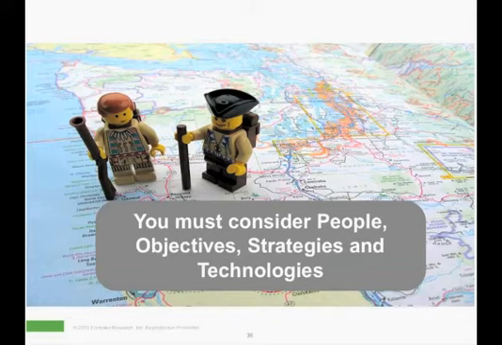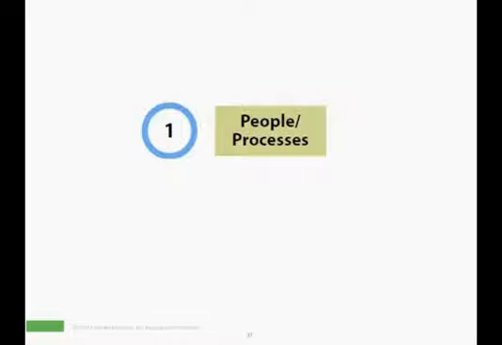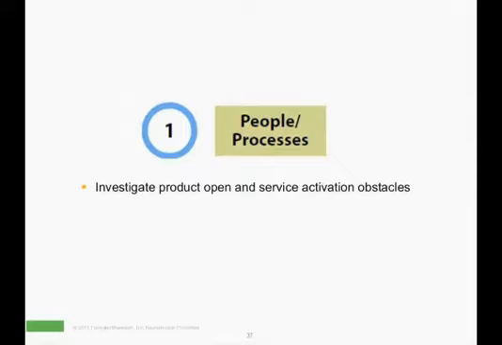Our perspective is you need to think about 4 things: people, objectives, strategies, and technologies. I'm going to walk through each of these really quickly. People and processes. This is most likely missed within an organization. You have got to investigate product open and service activation obstacles.